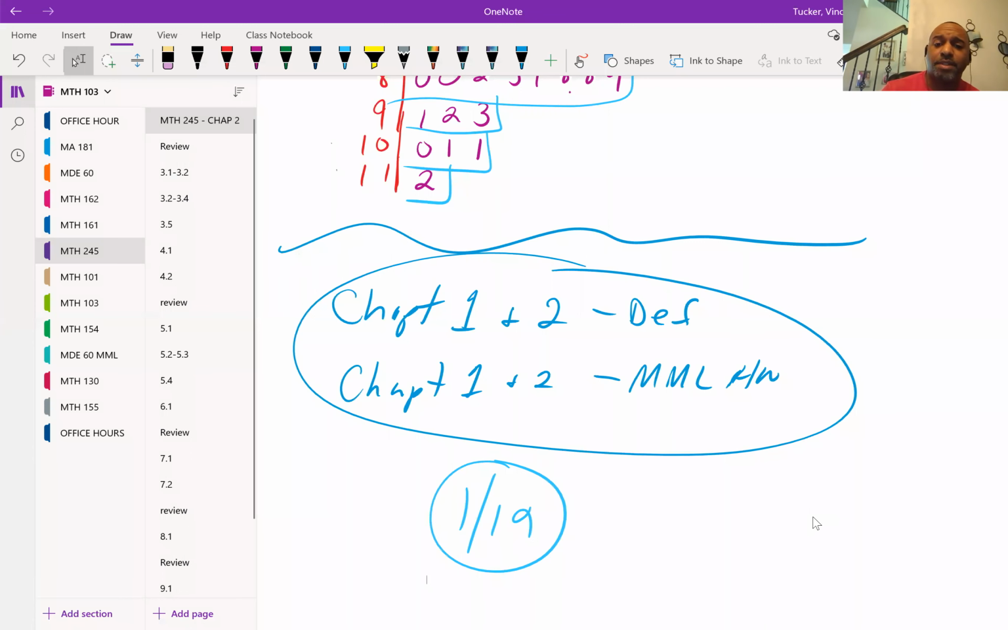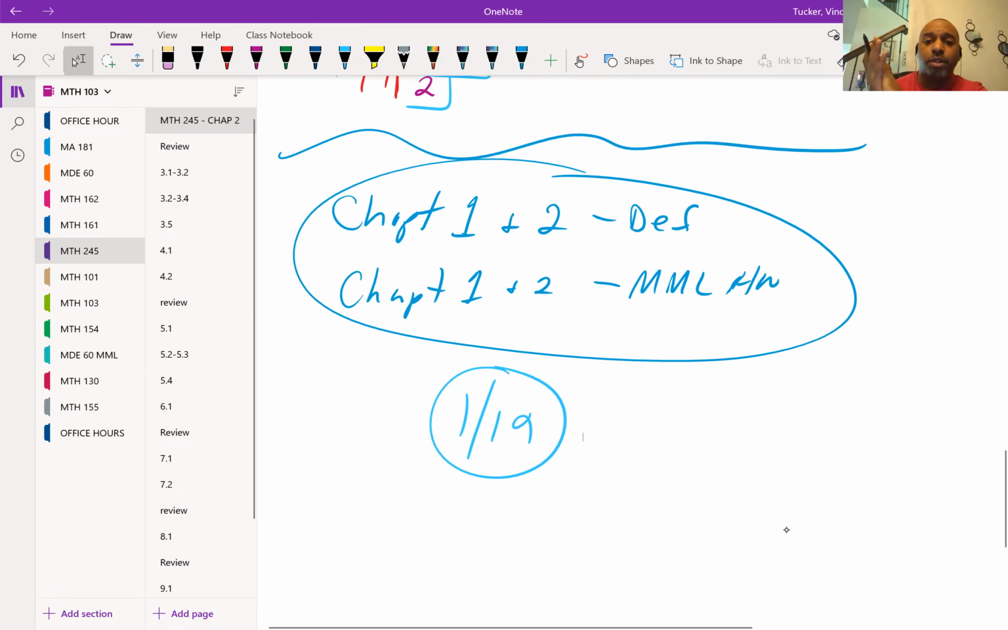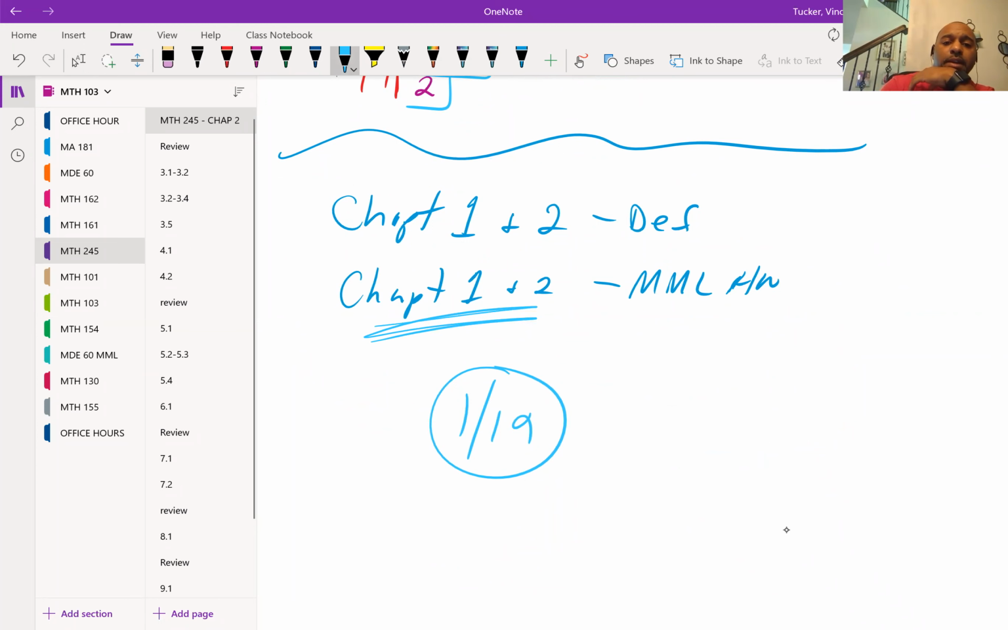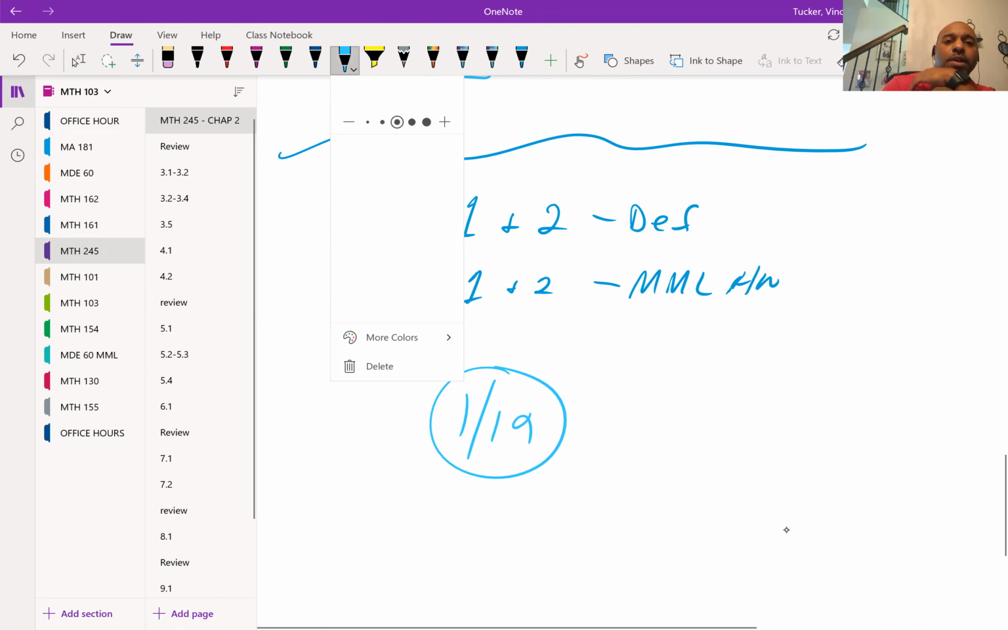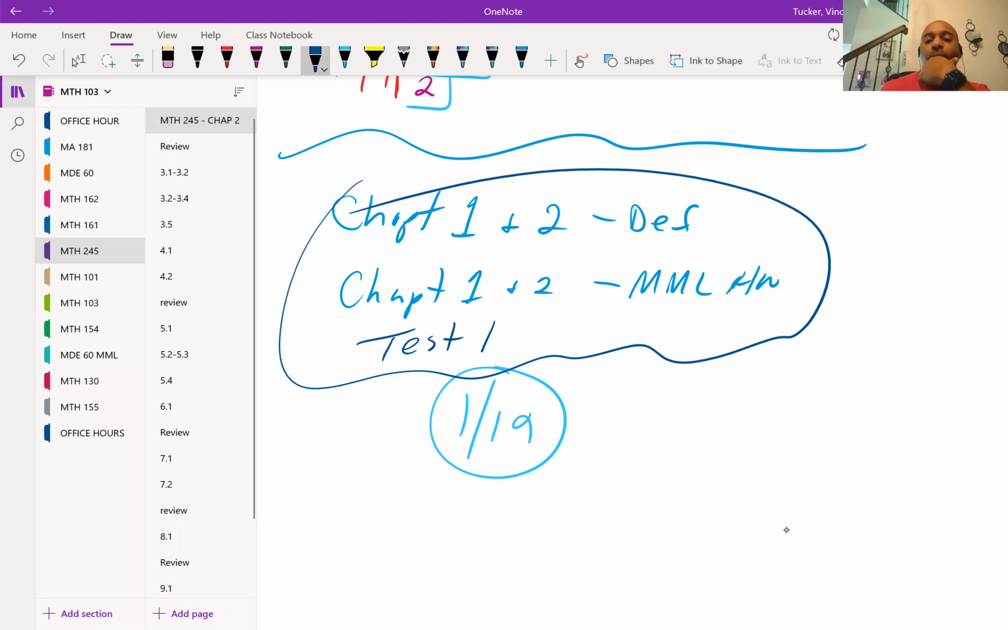Also, if life happens and you can't get it to me by the 19th, all it takes is an email. Communicate. It's all good. Let's talk about it and make sure you have this grade in there. You don't want a 0 for no reason, okay? But that is the due date that we're looking at. We also have MathLab homework for chapters 1 and 2, and Test 1 also covers chapters 1 and 2.